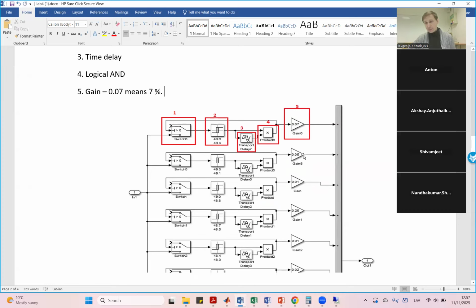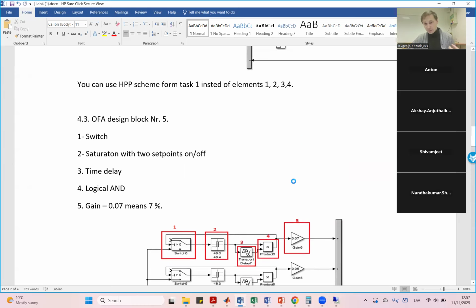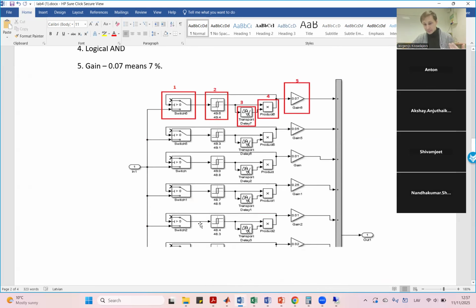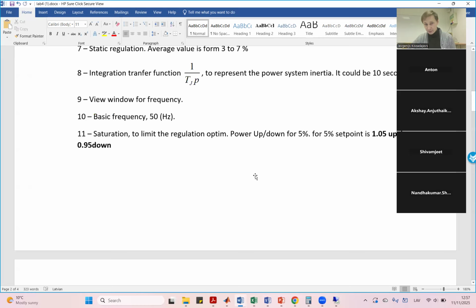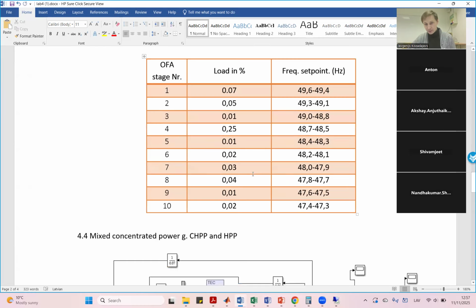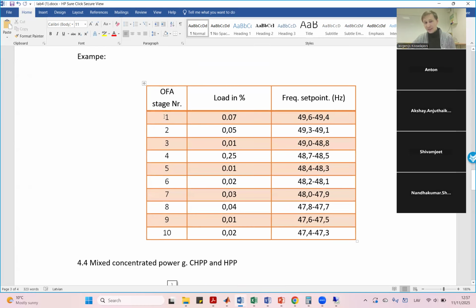So frequency set point, how much we disconnect. Frequency set point, how much we disconnect. So you need to design this frequency and to design set points. Here is an example with 10 set points, different frequency. This is stage number, load power, and frequency set points.